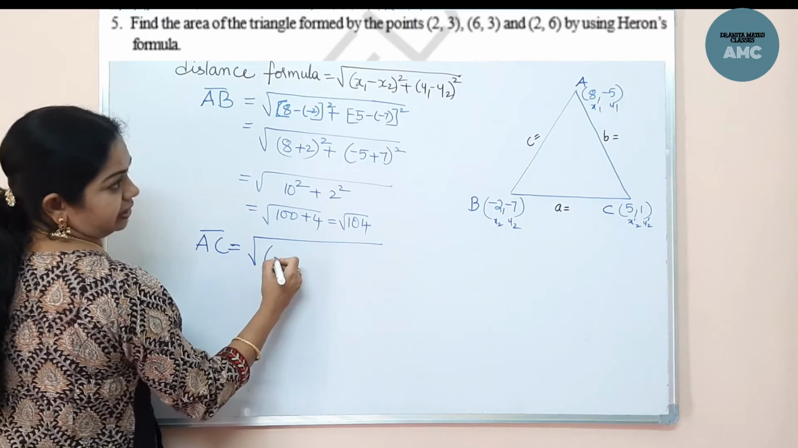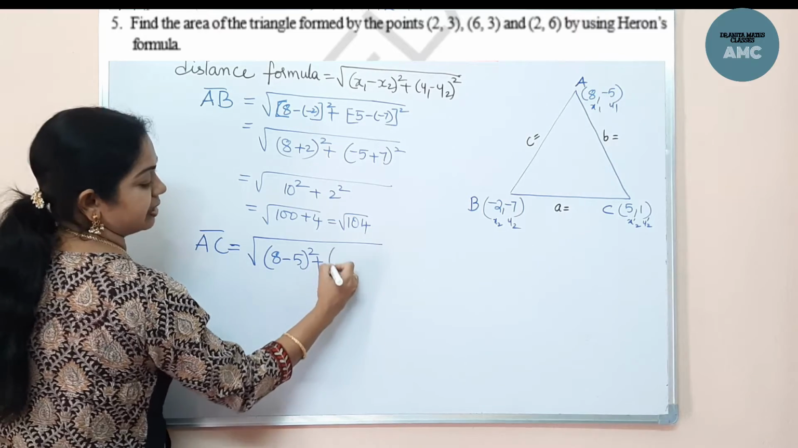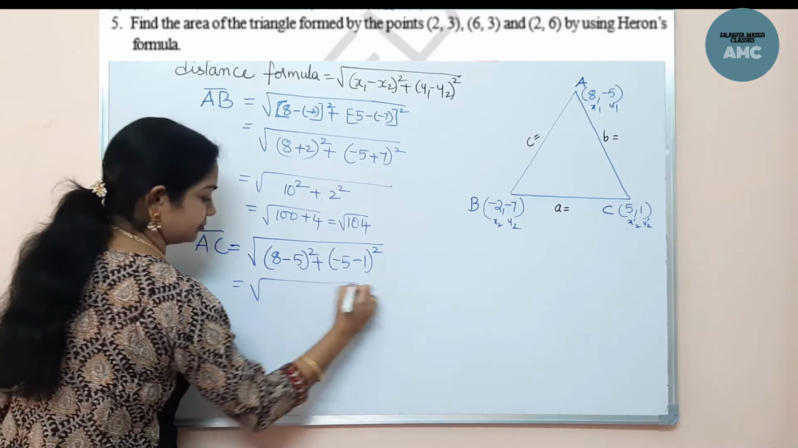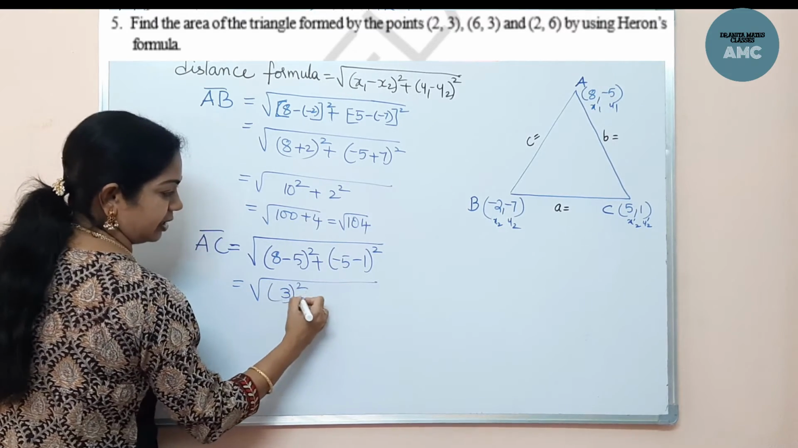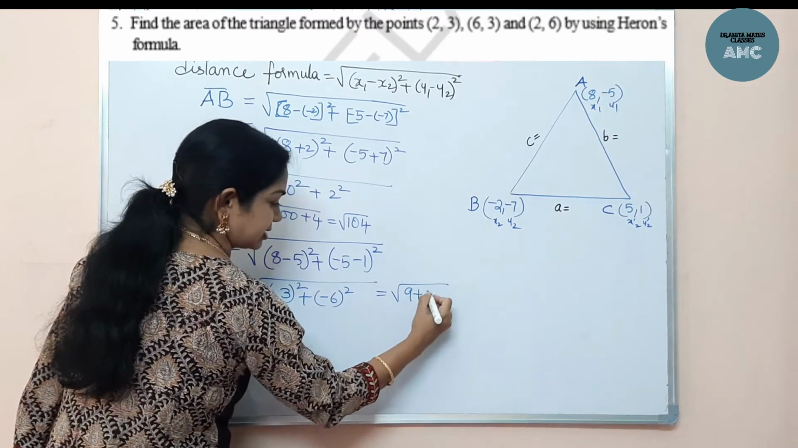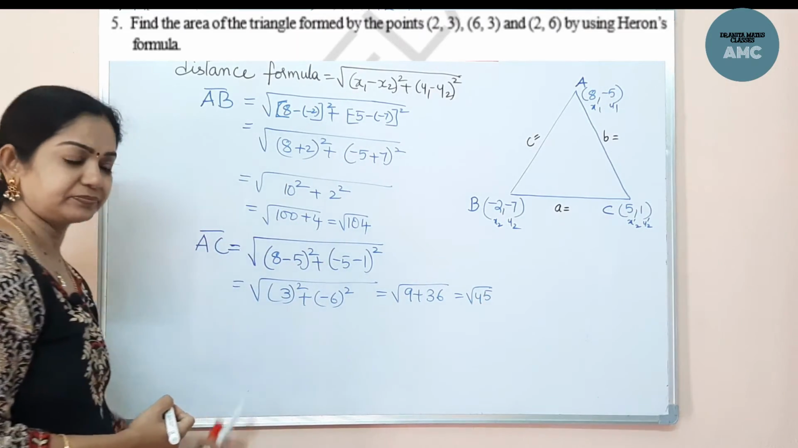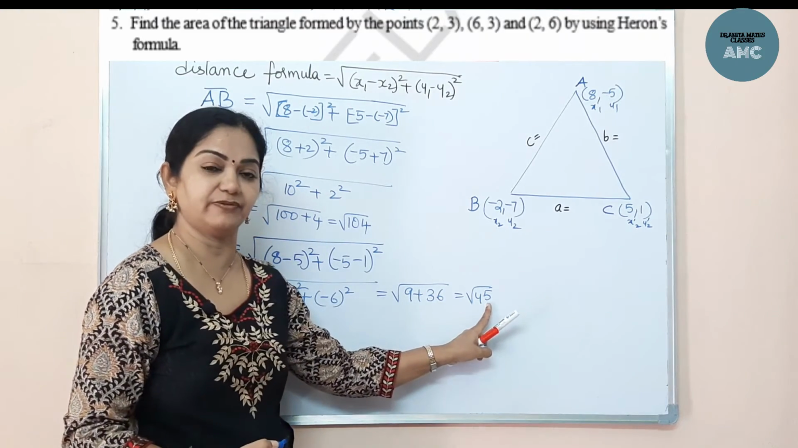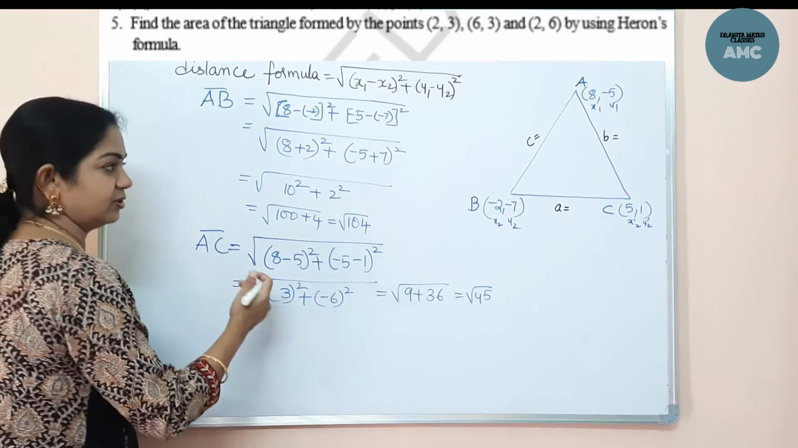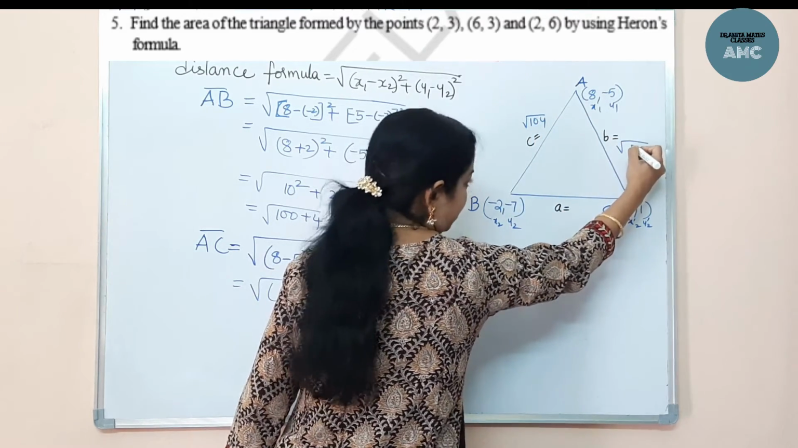A is x1, x1 is 8 minus x2 prime is 5 whole square, plus minus 5 minus 1 whole square. So that comes to 3 whole square and minus 6 whole square. So this is under root 9 plus 36, which comes to 45. Again, this is not a perfect square. 45 is not a perfect square, whereas 49 is a perfect square. So it's not possible. Here you are getting root 104, here we are getting root 45.